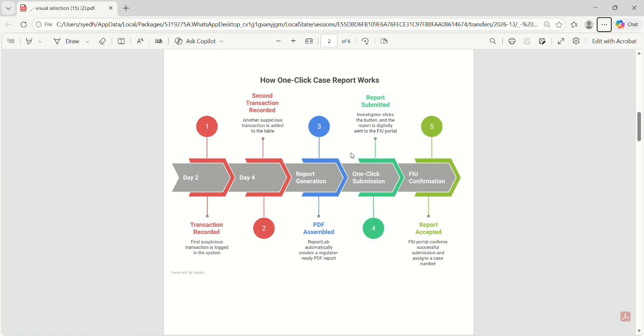One-click case report, how it works. This diagram demonstrates how a fraud case is transformed into an official report with just one click. From the moment a transaction is recorded, the system collects and processes all relevant data. It then automatically generates a structured report, assembles supporting evidence, and submits it directly to authorities. The process concludes with the confirmation and acceptance of the report, significantly reducing time, errors, and manual workload for investigators.